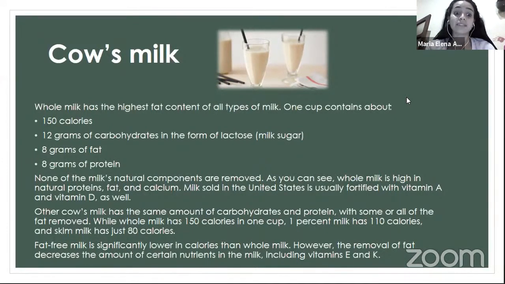Fat-free milk is significantly lower in calories than whole milk. However, the removal of fat decreases the amount of certain nutrients in the milk, including vitamins E and K.